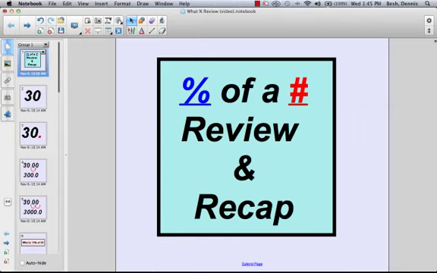Today we're going to do a little review and recap. We're going to figure out how to find percents of numbers without using calculators. Now, this can sound like a little bit of an intimidating task, but it's quite basic. It's just going to rely upon some of our prior knowledge, like I like to say in class, about using some of the tools in our tool belt.